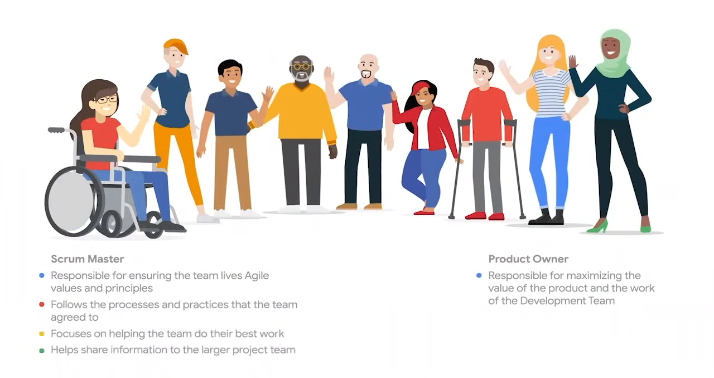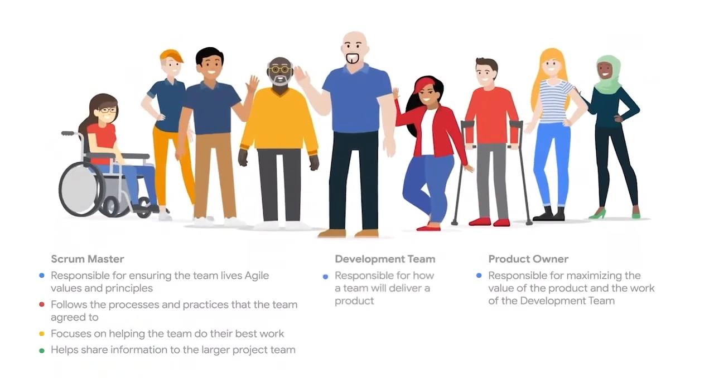The product owner owns the inventory of work and has the final say on how to prioritize the work. And the development team is responsible for how a team will deliver that product. Scrum is popular for many reasons.